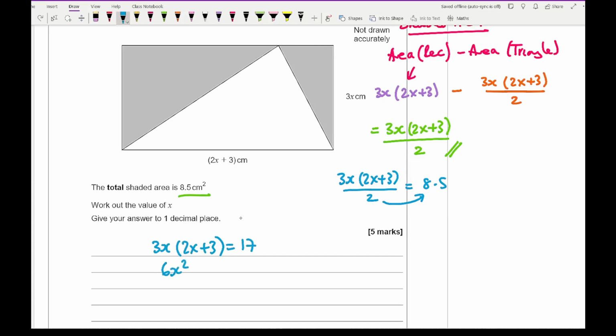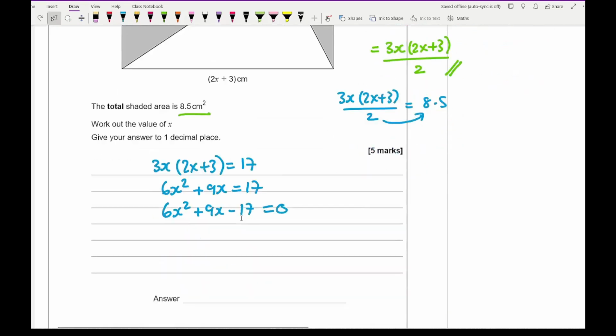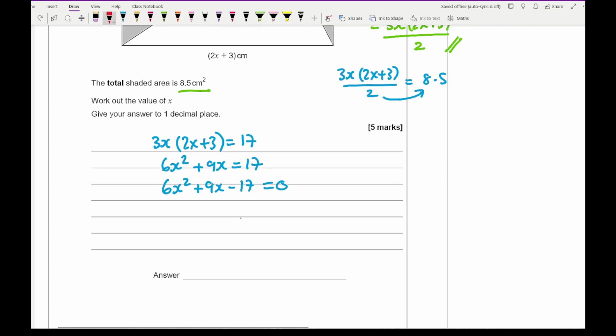Expand the brackets and I get 6x squared plus 9x equals 17, and then I end up with 6x squared plus 9x minus 17, because it looks like a quadratic, and I get this quadratic equation once I've made it equal to 0. Now because the question says give your answer to 1 decimal place, I'm going to go straight into using the quadratic formula and just assume that it doesn't factorize. Now again, before you do that, make sure that there isn't a common factor to make the numbers smaller, but there isn't, so I'm going to proceed. So I've got c equals minus 17.